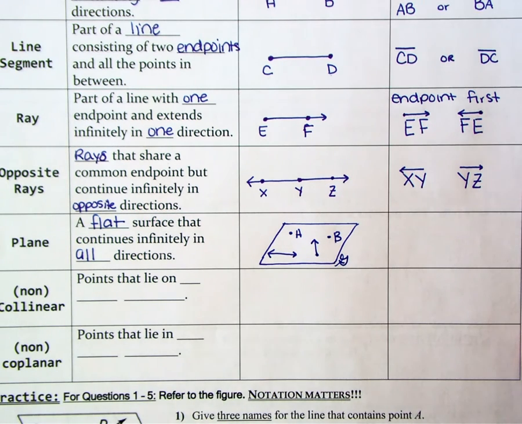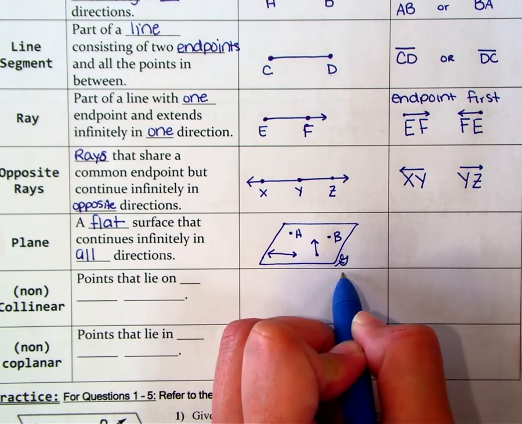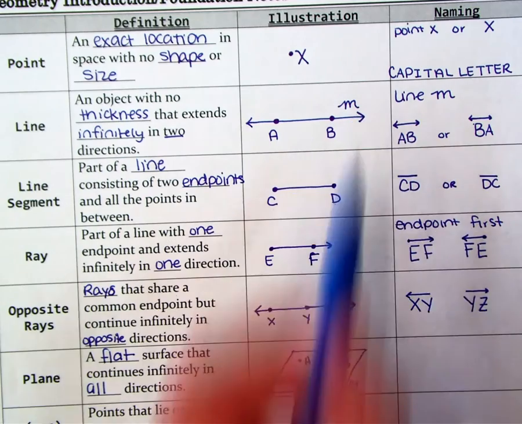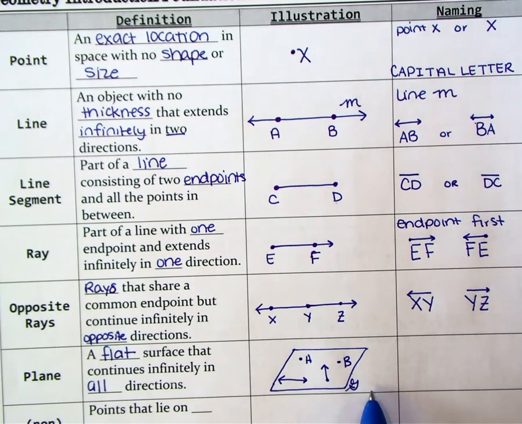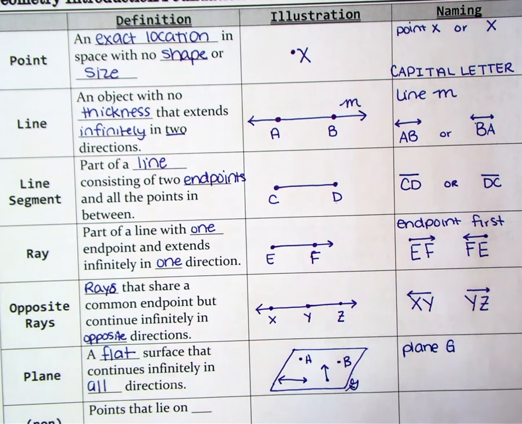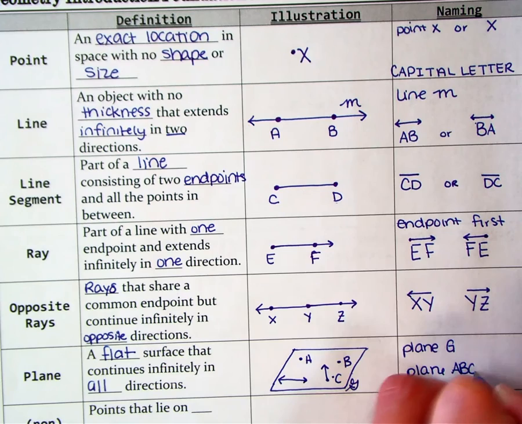And when we name it, this is another place where we have a capital cursive letter. Lines have a lowercase letter. Planes have a capital cursive letter. And so here we would say plane G, or we can name it with at least 3 points. Let me add another one in there. And we can say plane A, B, C.